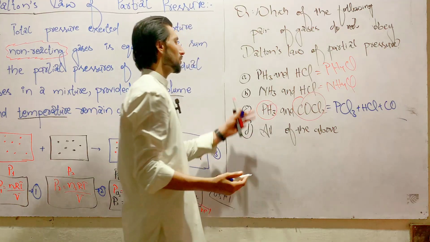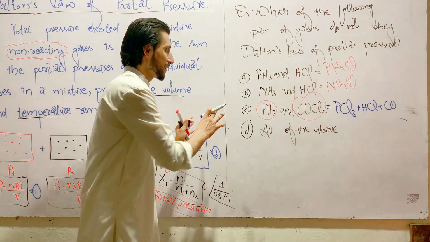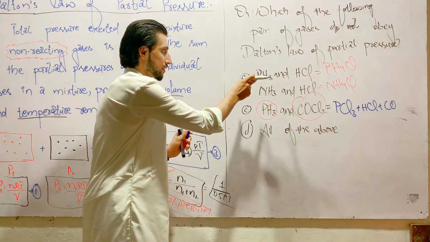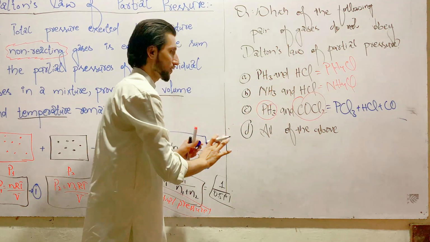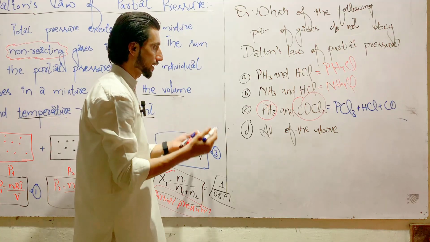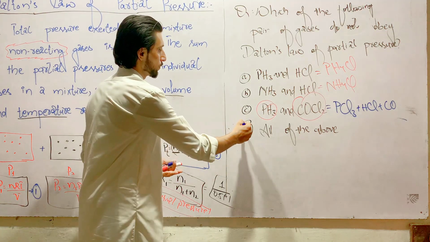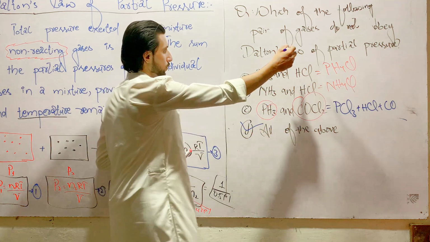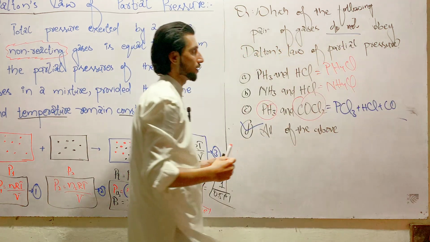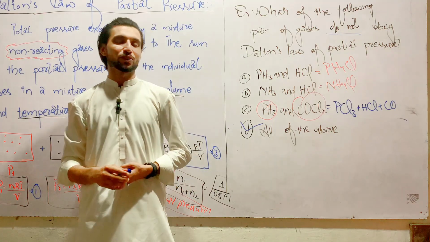So it means all of these, option A is this mixture, and this mixture. All of these react with one another. So these cannot follow Dalton's law of partial pressure. So all of the above do not follow Dalton's law of partial pressure. So this was about it, and thank you for your time.